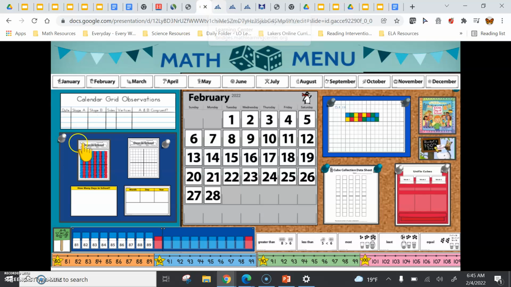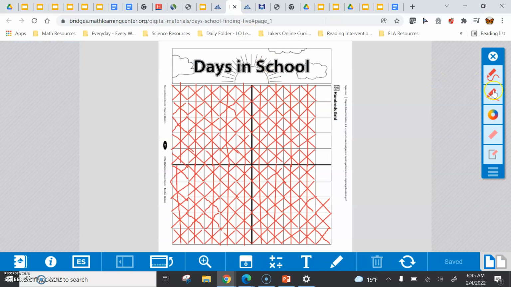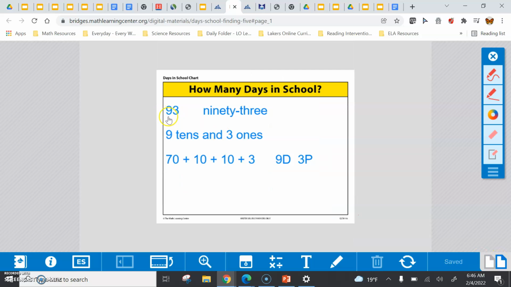If we continue on, we'll go into our days in school. We're going to add another day to our calendar, which now makes 93 days. So we're getting close to 100. We have 10, 20, 30, 40, 50, 60, 70, 80, 90, 91, 92, 93 days, which means 93 is our number. 93 is our number word.